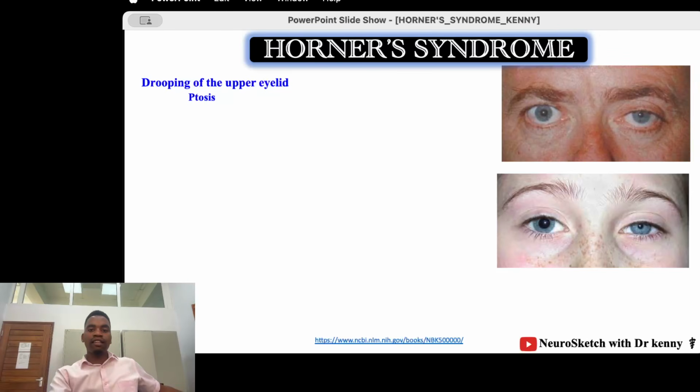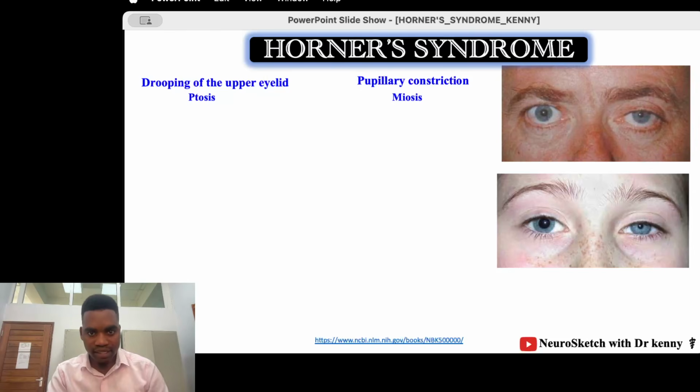But as you can see, this is not a total dropping. It is an incomplete or partial dropping of the upper lid. And then what about the pupil? What is the difference between this pupil and this one? These two pupils have something in common, and that is constriction of the pupil. Constriction of the pupil is known as miosis.